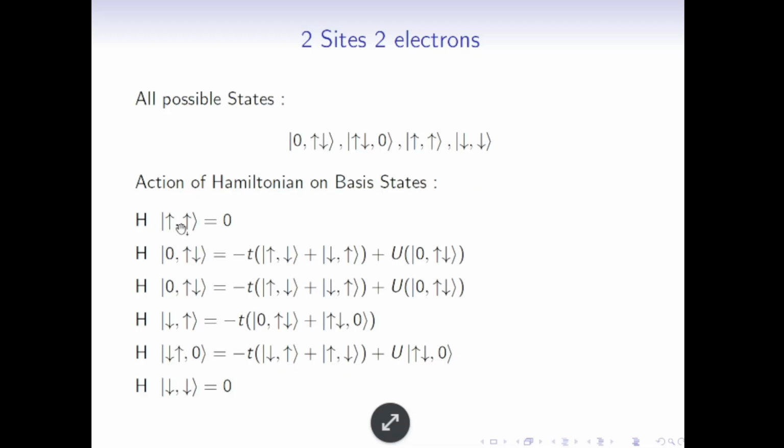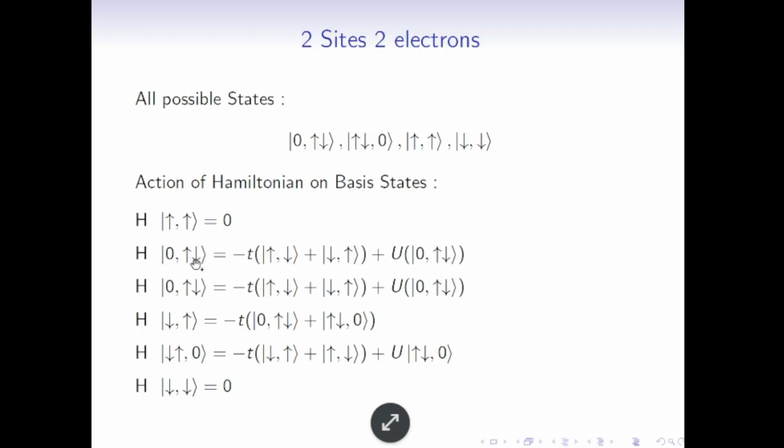So if this is up, then it is 0. You can simply see that if the first electron, if you apply a kinetic energy operator, it will jump to this, but because of the Pauli exclusion principle, this is not possible. So the kinetic energy term is 0. If you look at the potential energy term, no two electrons are on the same site, right? So the second term will not be activated. So it is 0.